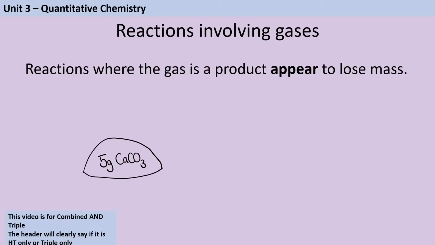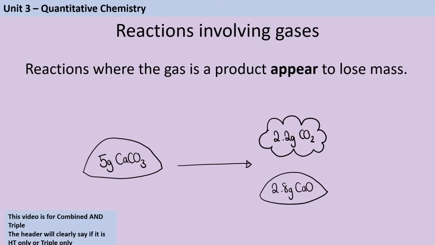And then if a gas is a product, then it's going to appear to get lighter. So here I've got calcium carbonate, heat it up until it thermally decomposes and some carbon dioxide would be made, and crucially it would escape. If I did this in a sealed box so the carbon dioxide was locked up, then it wouldn't get any lighter. But because that gas has escaped into the atmosphere, then it would get lighter.